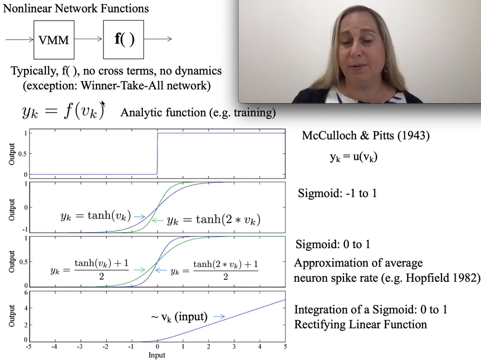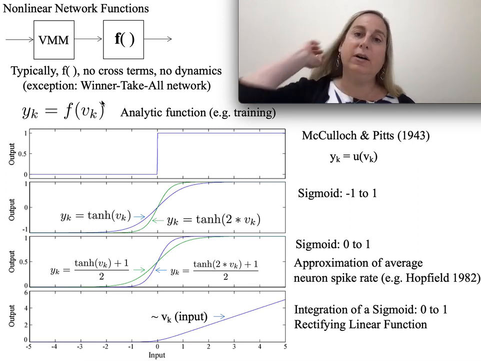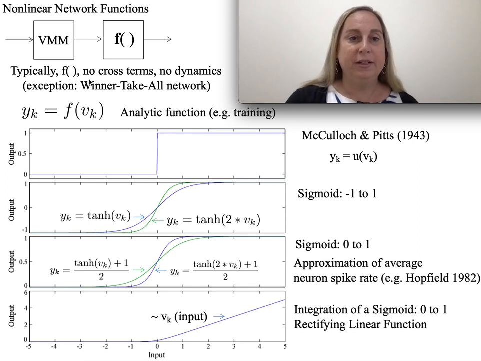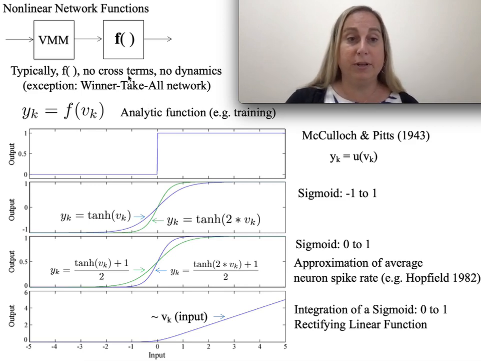Dynamics you might see, for example, in a Hopfield network, which is a very classic case of that. I might also imagine some cross terms if I'm doing a winner-take-all network. There I will definitely see some other dynamics as well as cross terms. But in most cases you're going to see things that don't have those components.